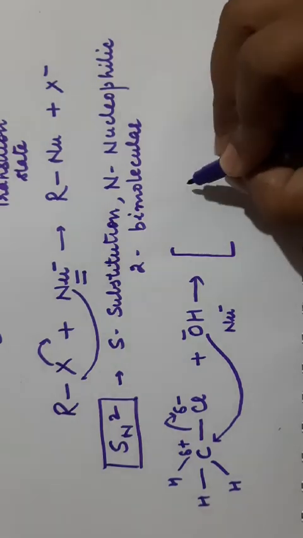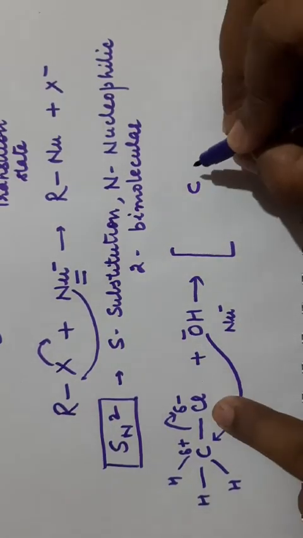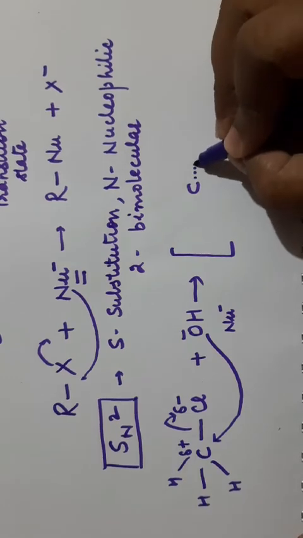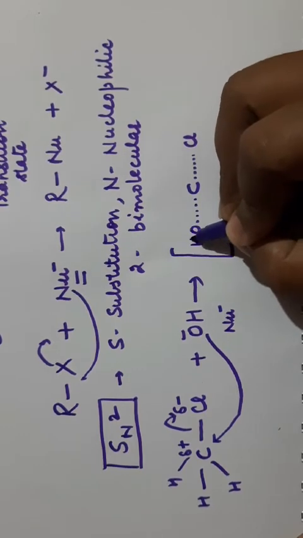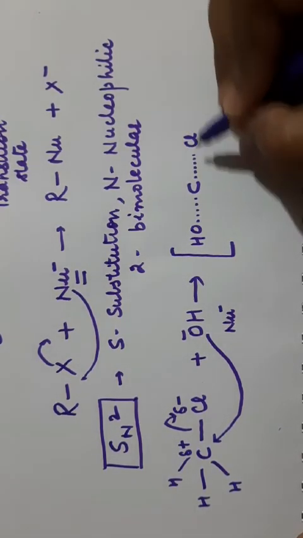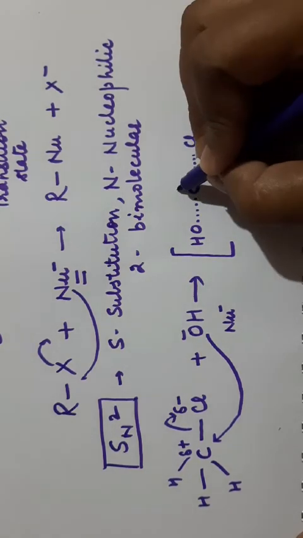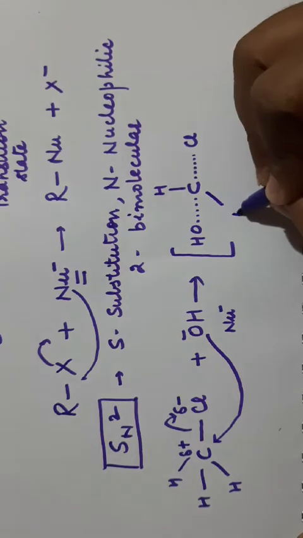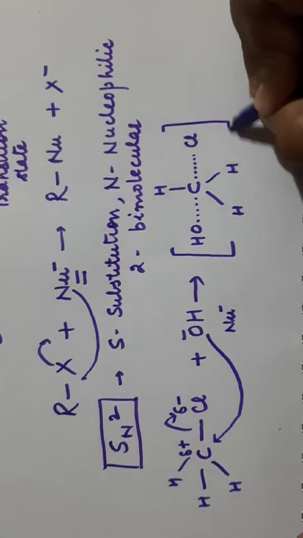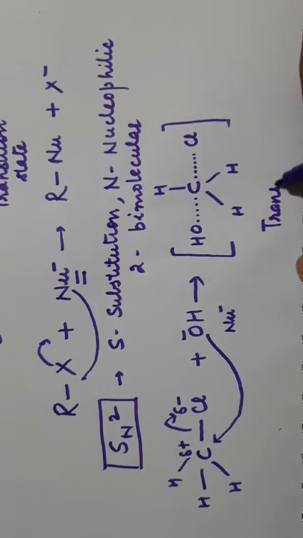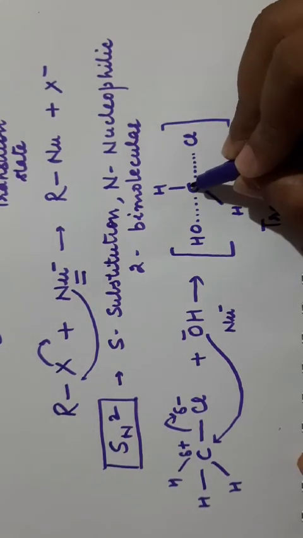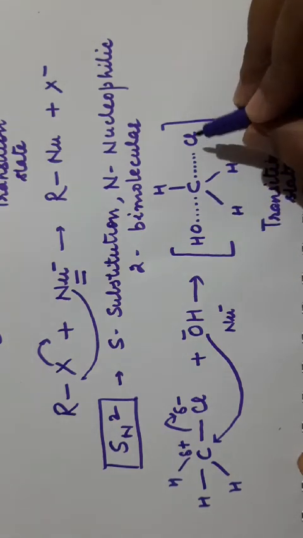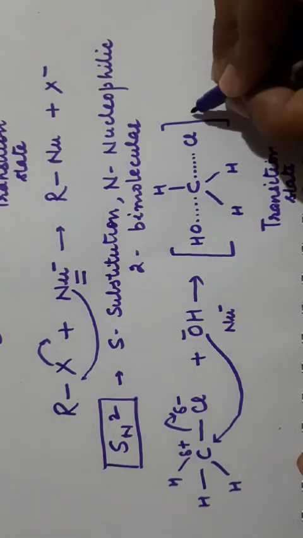So we can write here: this is carbon. The C-Cl bond will start breaking, so we are drawing it with dotted lines. The C-OH bond will start forming. Since Cl is leaving from here, there are 3 hydrogens here. So this is the transition state. Now as you can see, this transition state is pentavalent in nature. Pentavalent means this carbon is bonded to 5 groups at the same time. So it is a highly unstable state.